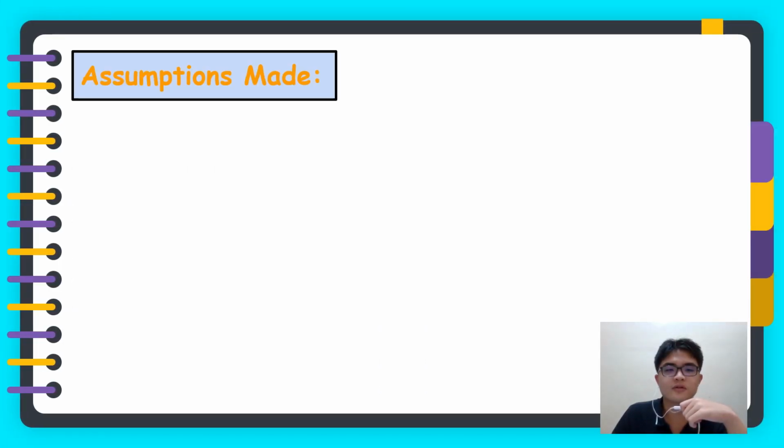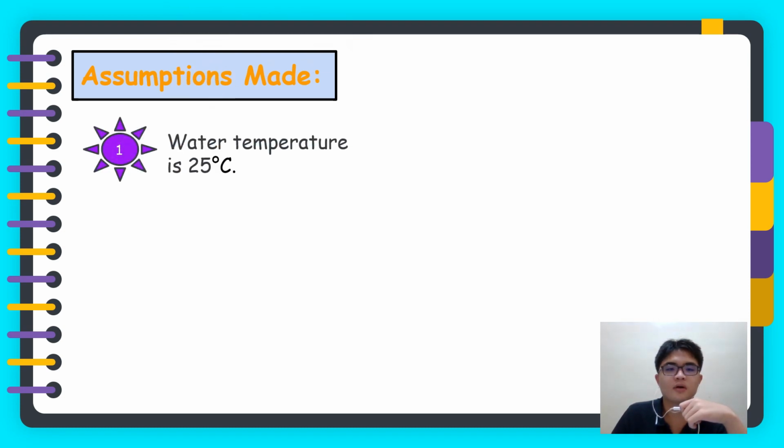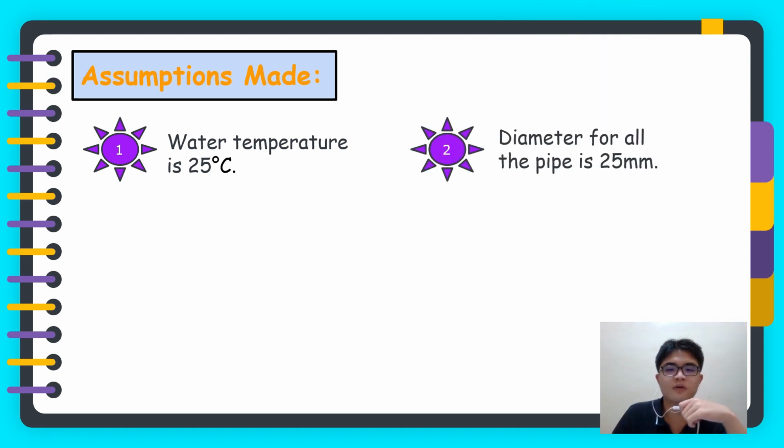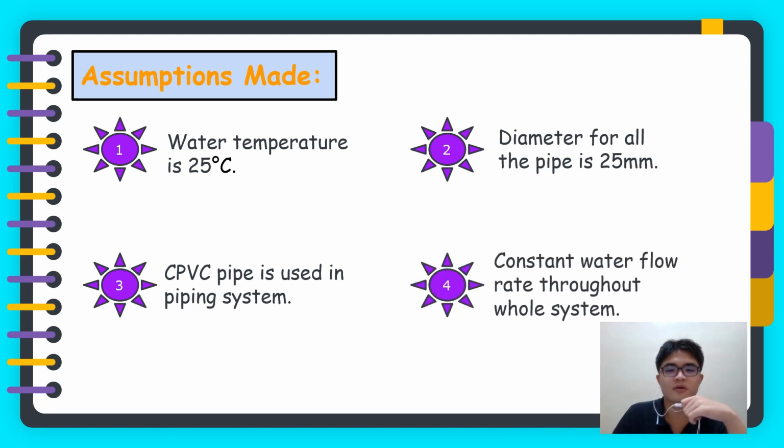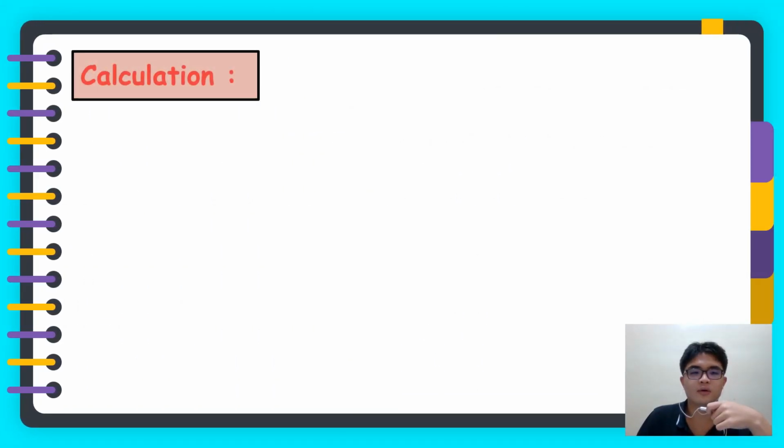Before we move on to the calculation part, there are a few assumptions that we make. The first one is that the water temperature is assumed to be 25 degrees Celsius. The second one is that we assume the diameter for all the pipes in the piping system to be 25 mm. The third one is that we assume CPVC pipe is used in the piping system. And the last one, we assume a constant water flow rate throughout the whole system. Now let's move on to our calculation part.